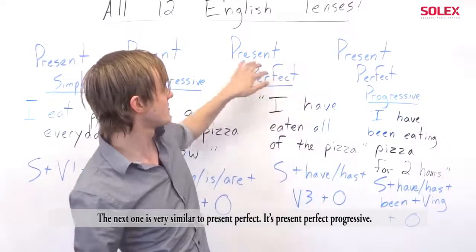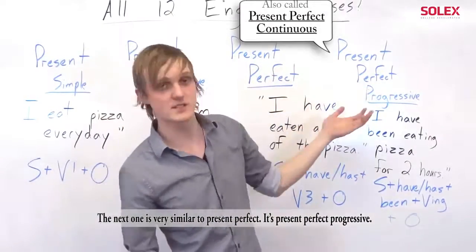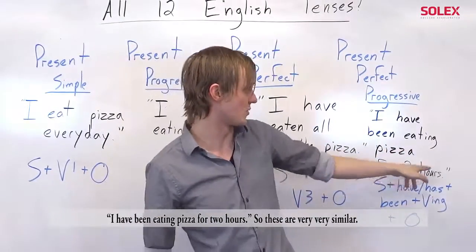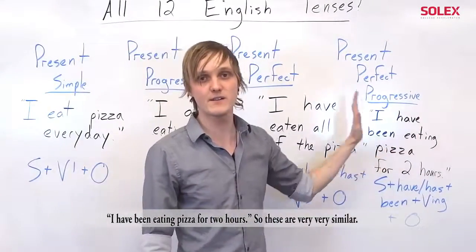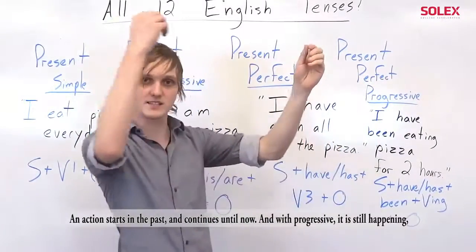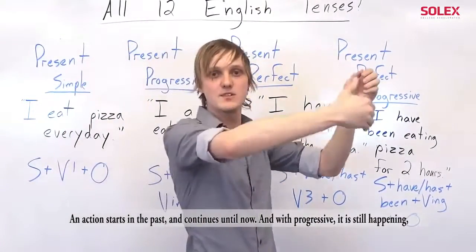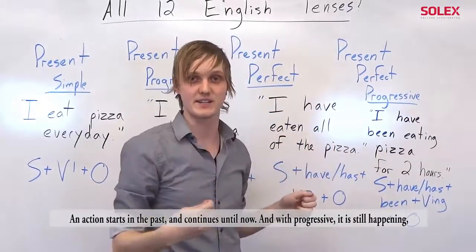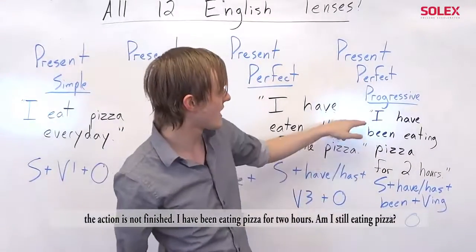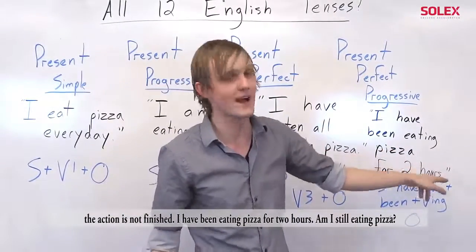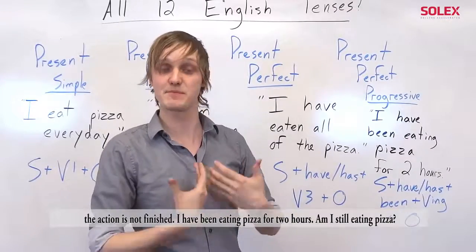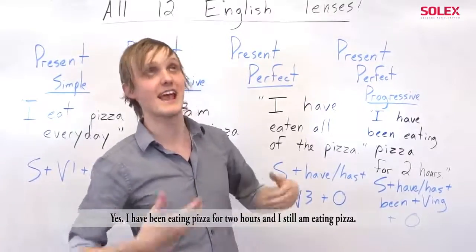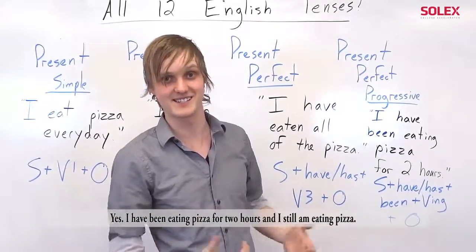Next one is very similar to present perfect. It's present perfect progressive. I have been eating pizza for 2 hours. So these are very, very similar. An action starts in the past and continues until now. And with progressive, it is still happening. The action is not finished. I have been eating pizza for 2 hours. Am I still eating pizza? Yes. I have been eating pizza for 2 hours and I still am eating pizza.